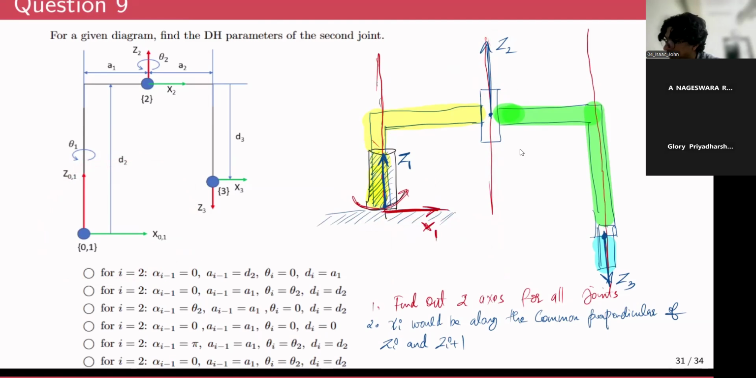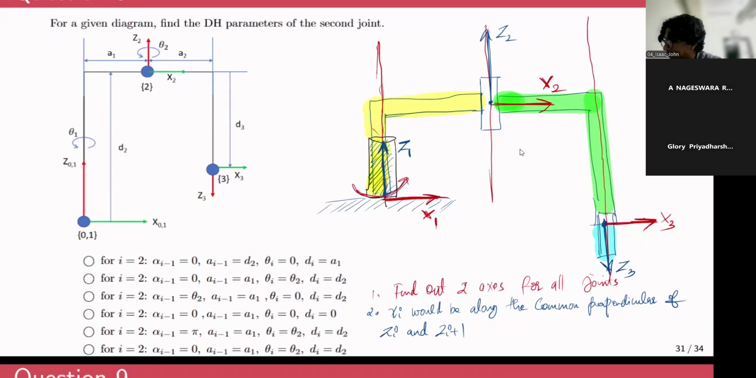And if you want to fix the direction of x2, it should be along the common perpendicular to z2 and z3. So the common perpendicular would be along this direction. That will be x2. And for the final joint, it can be along any direction as per your preference. So just to be consistent with the question, I'll choose x3 to be in this direction. But in reality, it can be any direction of your choice. It can come out of plane as well.